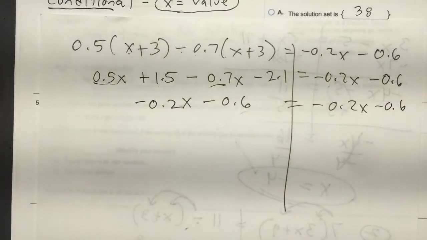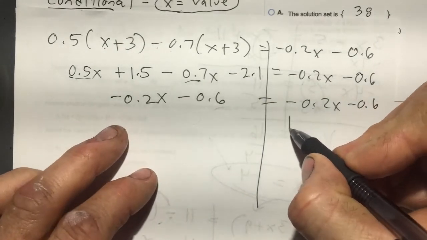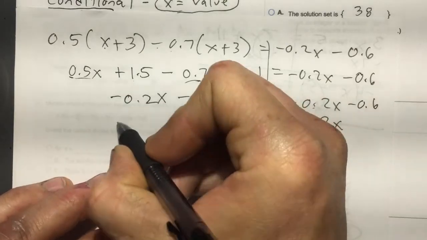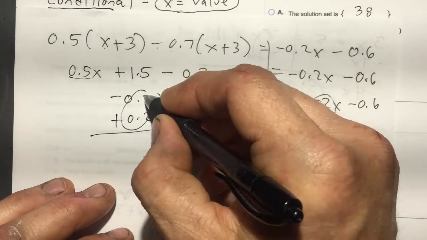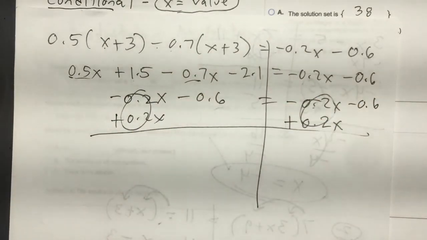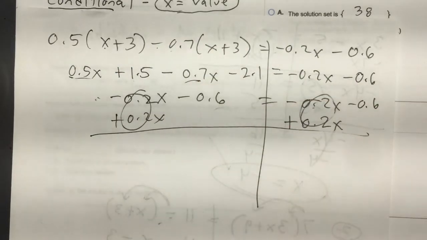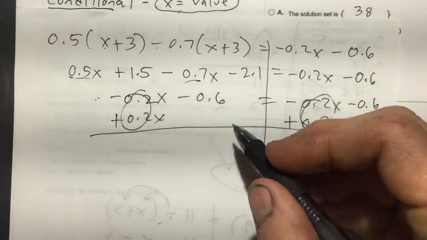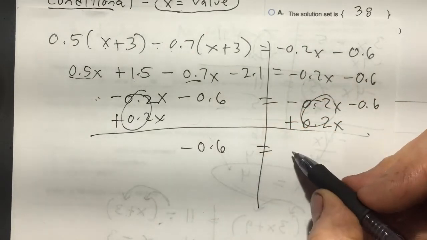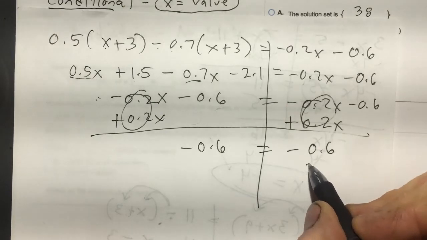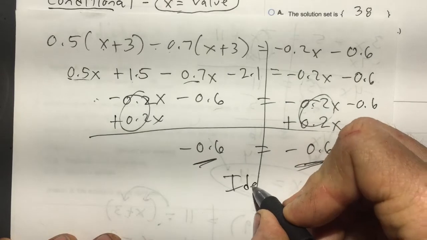This is an identity. Now, if you don't notice that, you can just continue on. If I add 0.2x to both sides, it makes this go away, and over here it makes it go away too. And so here's the key: if you don't see it on this one, you'll see it here. My variable zeroed out entirely. What do I have left here? Negative 0.6. What do I have left over here? Negative 0.6. I've got the same thing on both sides, which means this is an identity.